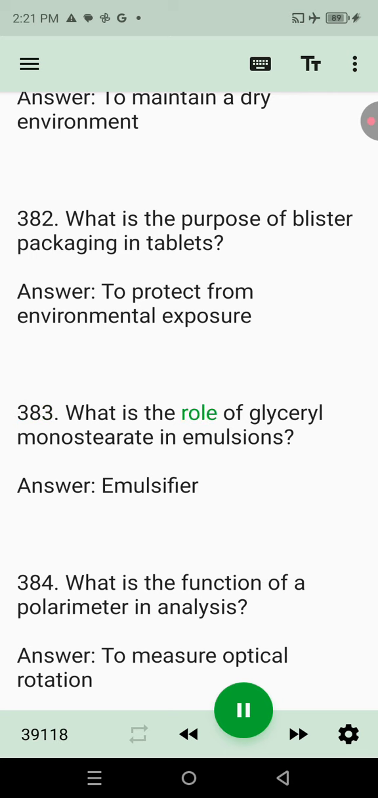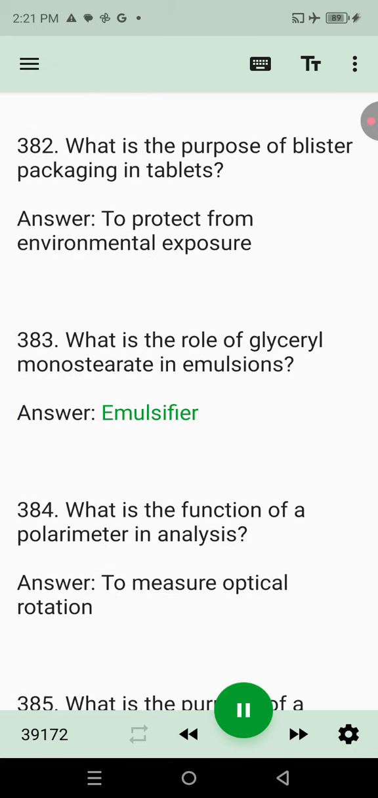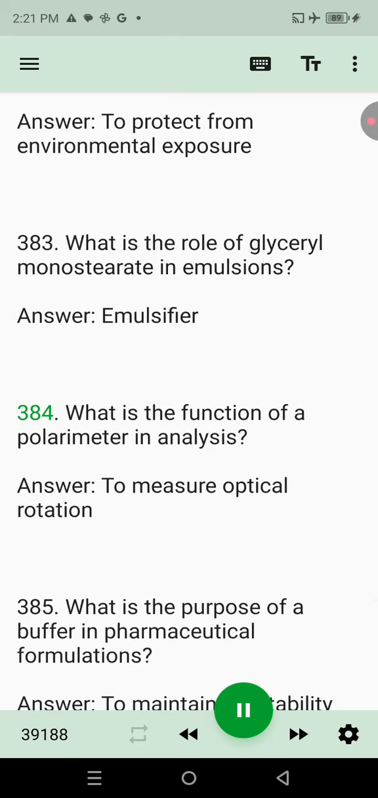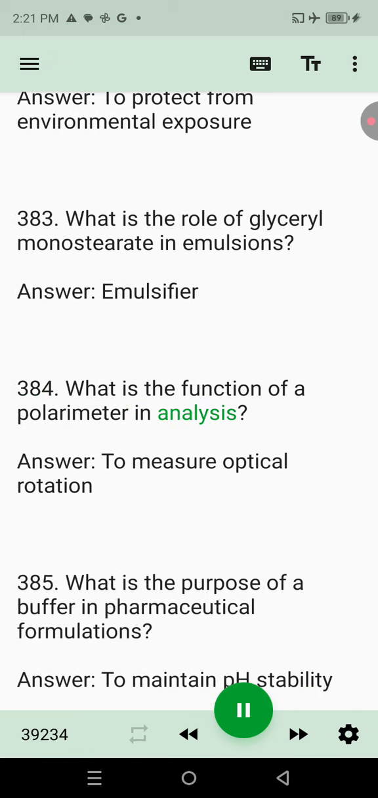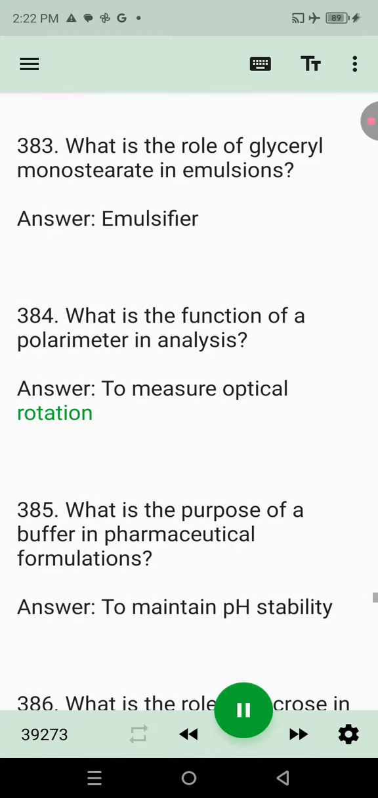383. What is the role of glycerol monostearate in emulsions? Answer: emulsifier. 384. What is the function of a polarimeter in analysis? Answer: to measure optical rotation.